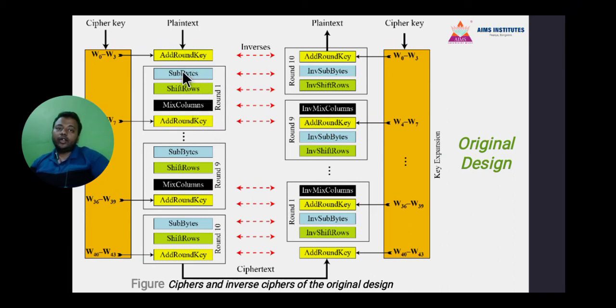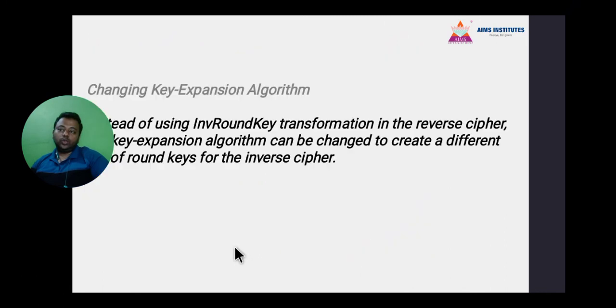In the first round, it is SubBytes, ShiftRows, MixColumns, and Add Round Key again. And this is how it goes on. Here it has been shown for 10 rounds as an example, and you can see it goes on continuously. So this is how the complete AES process goes on.